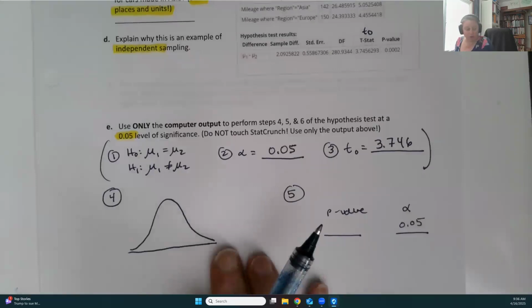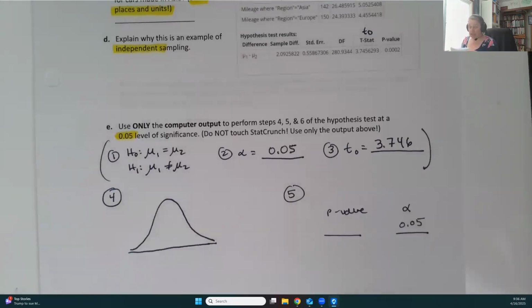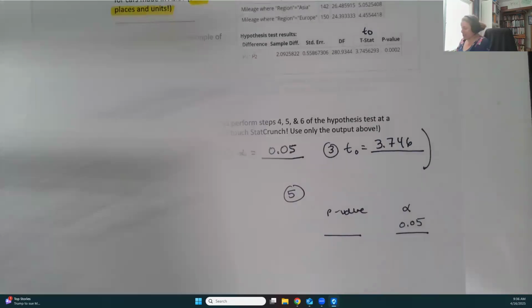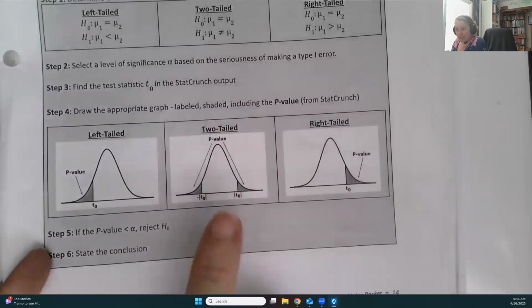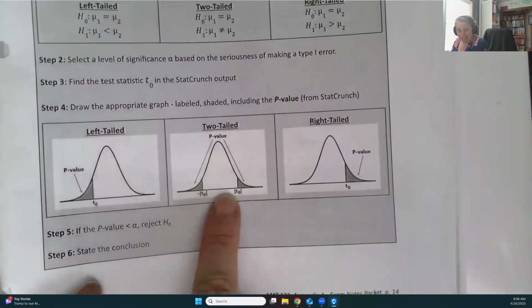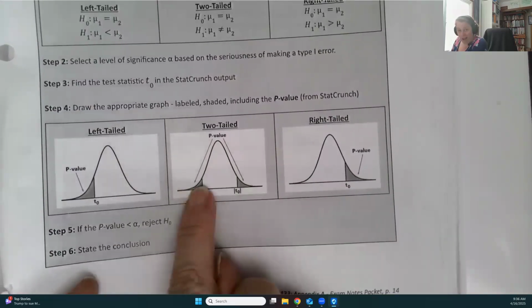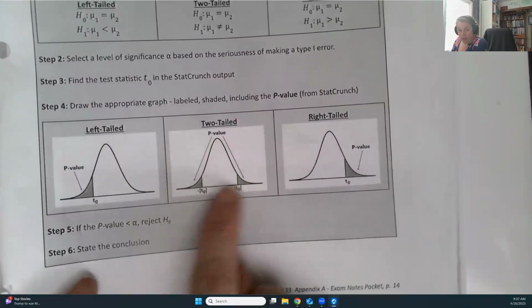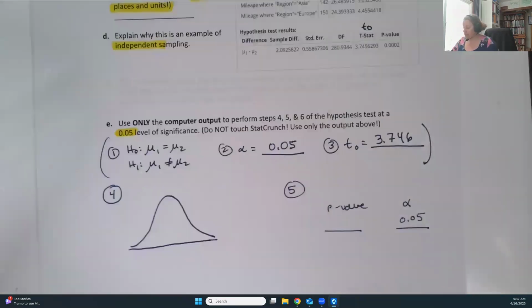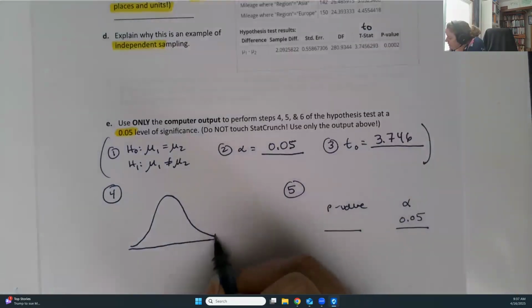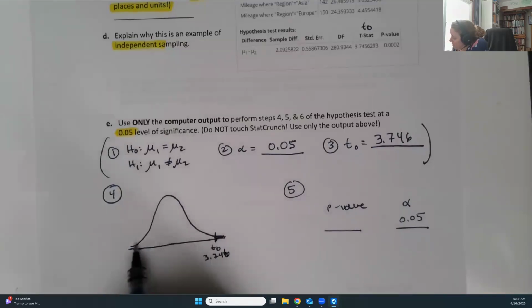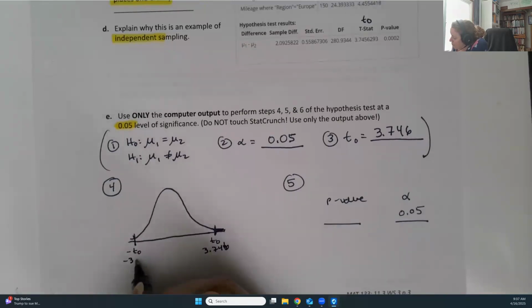Now, here's the part that's weird. You have to draw the picture without StatCrunch. I know you guys are super used to relying on StatCrunch, but you have to know what a two-tailed test looks like. It looks like that. And I know 3 point some standard deviations out is really far out. My tails are going to be smaller than what I've drawn here, because it's really teeny tiny. So let's say this right here is T0, which is 3.746. Now it's two-tailed, so I'm going to draw a companion over on the other side and call it negative T0, which is negative 3.746.